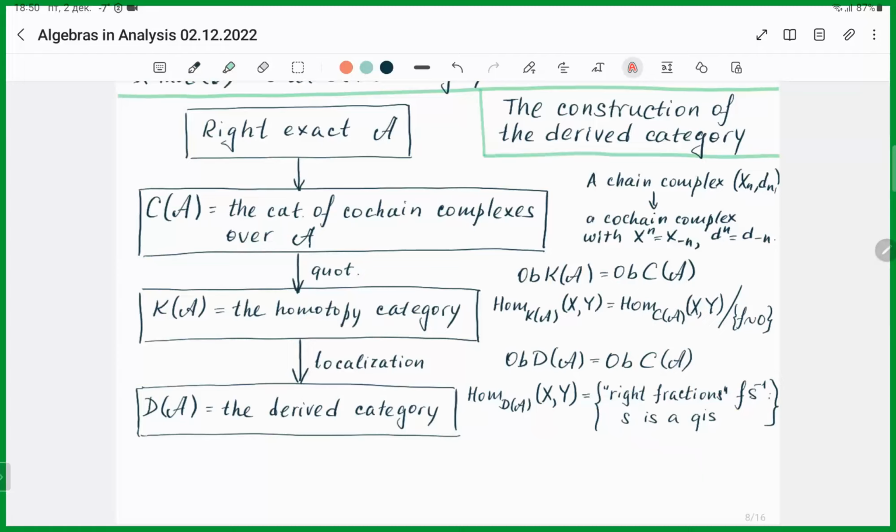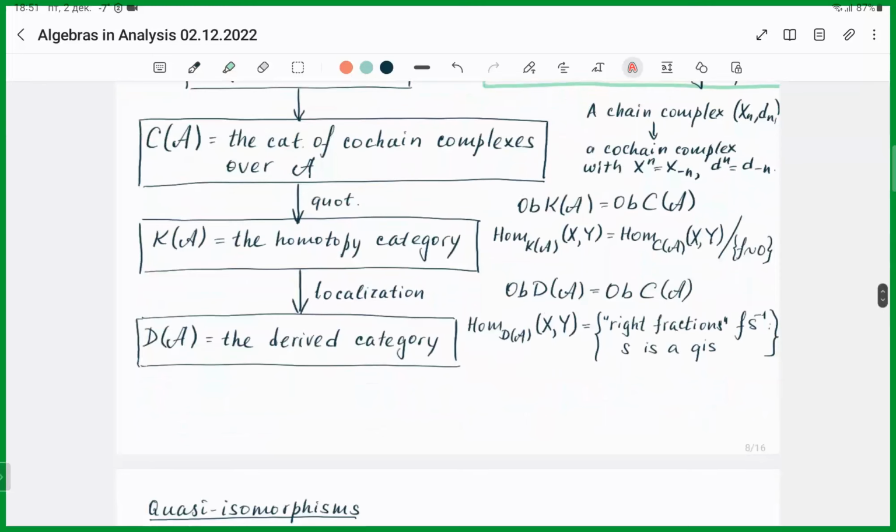Well, let me now explain this in a little bit more detail. So I must explain what a quasi-isomorphism is and what I mean by a right fraction. Roughly, this is the procedure of constructing the derived category out of the homotopic category. This process of localization is very similar to localization in ring theory. So the typical example to keep in mind is the construction of rational numbers out of the integers.